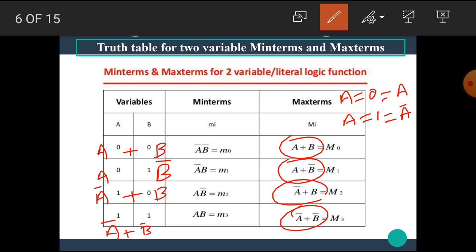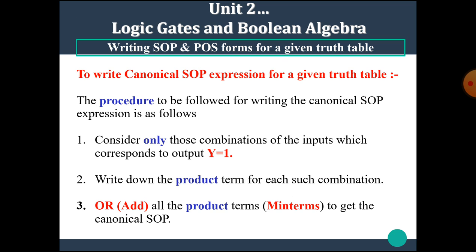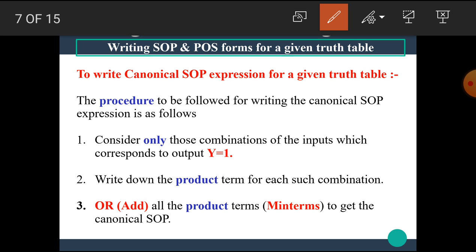I hope now you all understand how to write min terms and max terms. Now let's see how to write the canonical SOP expression for a given truth table. The procedure to be followed for writing the canonical SOP expression is as follows.